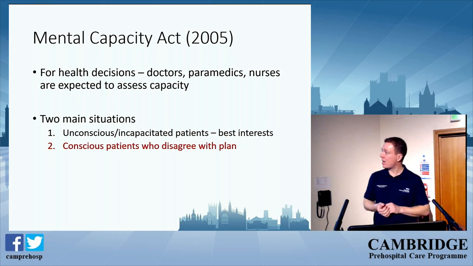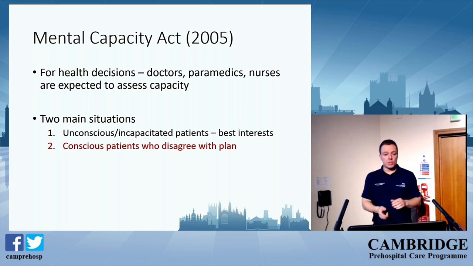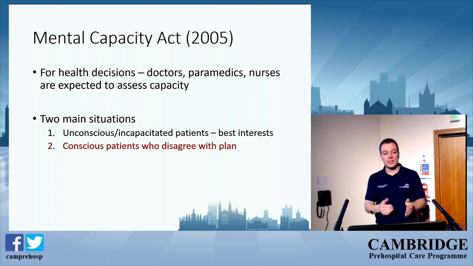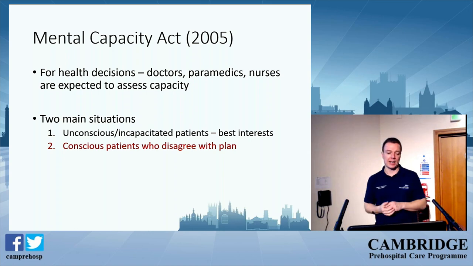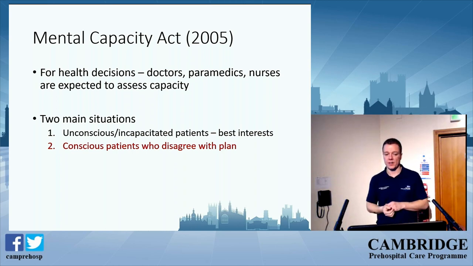And I think in general, there are two main groups of patients. Unconscious and incapacitated patients are actually the best case scenario for us, because we act in their best interests. We act under the Mental Capacity Act, and we'll talk about the limits of where we can act in just a minute. The patients, I think, that generate all of that angst and all of those phone calls to top cover advice is a conscious patient who disagrees with the plan that you want to enact or disagrees with your treatment plan.